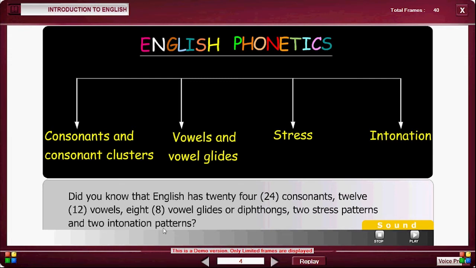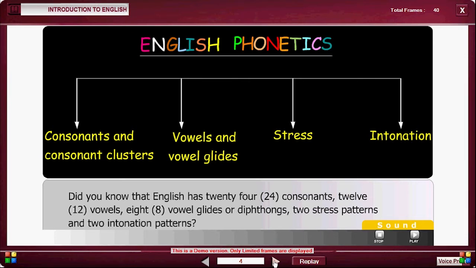That never stands in our way of learning correct English or pronouncing English in the right way. If you want to pronounce English in the right way, the sounds of English have to be learned. And the sounds of English are 24 consonant sounds, 12 vowel sounds, and 8 vowel glides or diphthongs, 2 stress patterns and 2 intonation patterns. And in the following frames, we present everything like this: the consonants, vowels, diphthongs, everything we explain and present.